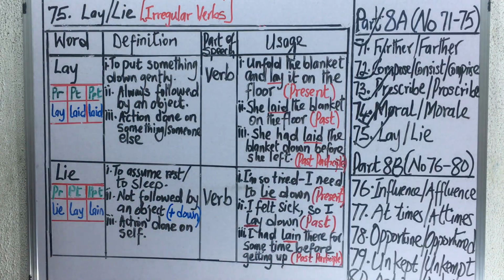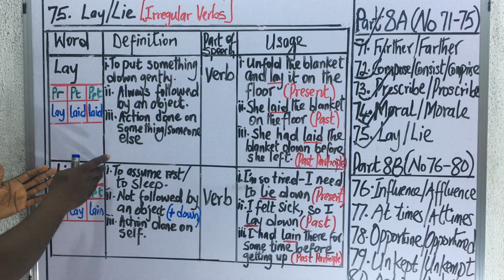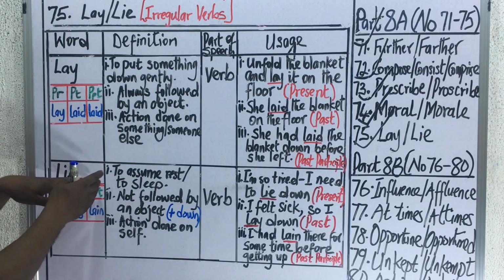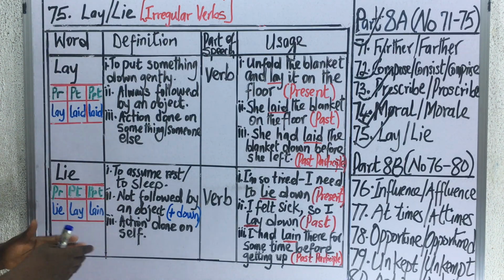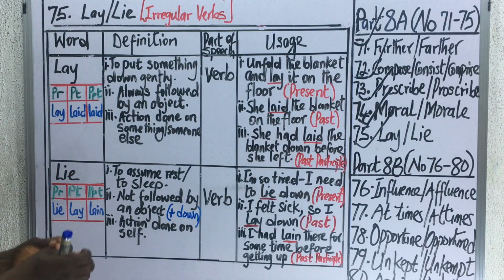We now move over to the next word, which is lie. Lie. This is a very special word in English. And like I tried to differentiate between the two words at the beginning of this analysis, this is an action that the subject does on itself or on himself or herself, as the case may be.